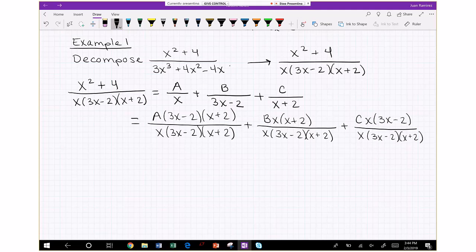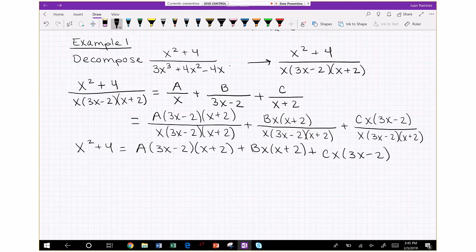Alright, well now what we have is a case where the denominators are all the same on the left and right hand side of the equation. That means that the numerators have to be the same because otherwise it wouldn't be equal. So from here I can say I know x squared plus 4 is equal to A times (3x minus 2) times (x plus 2) plus Bx times (x plus 2) plus Cx times (3x minus 2).